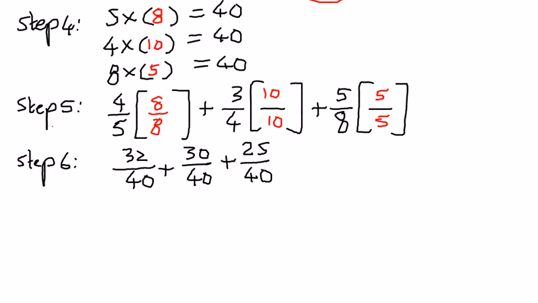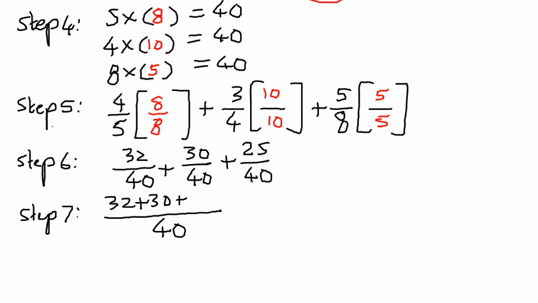So the common denominator here, step number 7, the common denominator is 40, and we can combine the numerator parts. As long as the denominators are the same, we can combine the numerator parts. So we have 32 plus 30 plus 25, and if we add these up, it is going to be equal to 87 divided by 40. This is our answer.